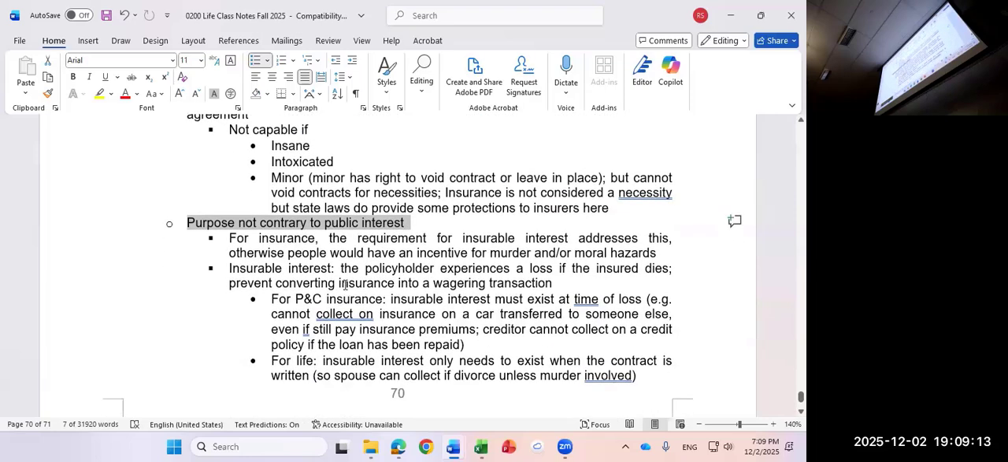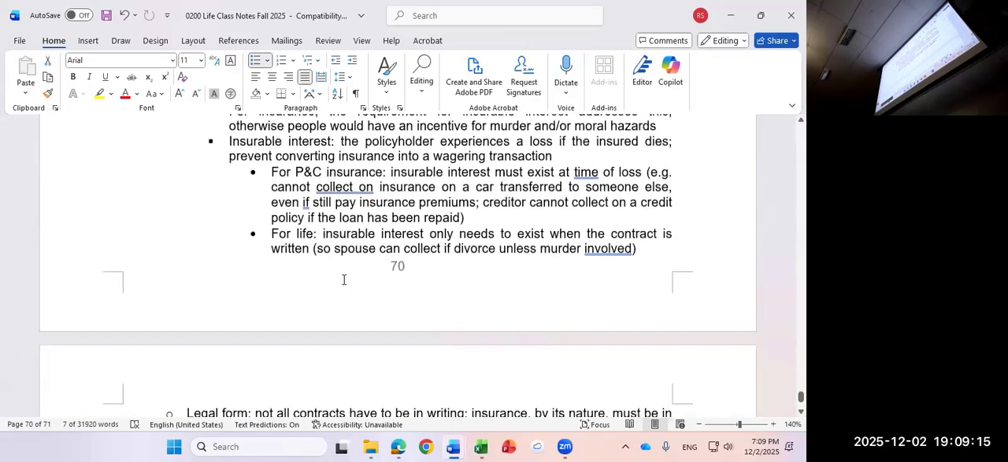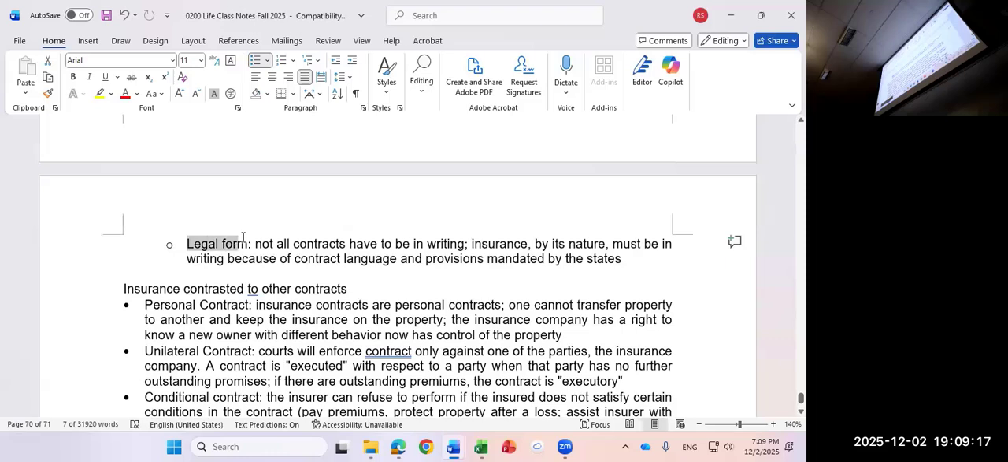So, and then what's the last one? Y'all been hinting at this one all along. It has to be in the correct legal form. Some contracts must be in writing. Insurance must be in writing. So those of you who said a signature for insurance, that is correct. You do have to have an insurance signature. It has to be in writing, but not all contracts.